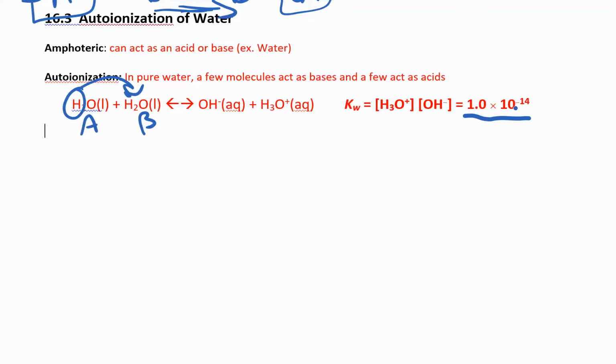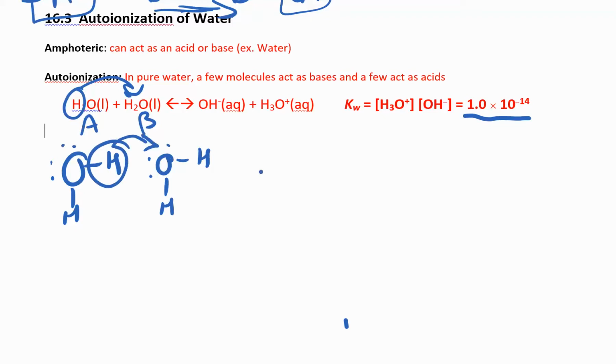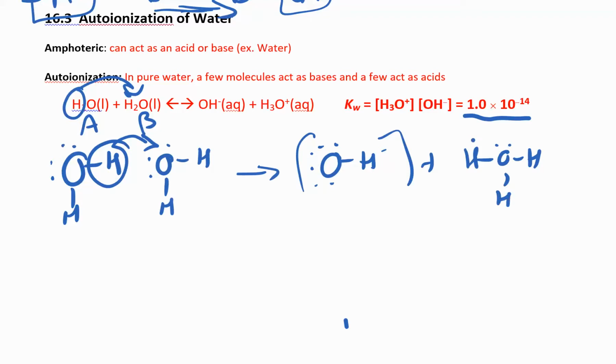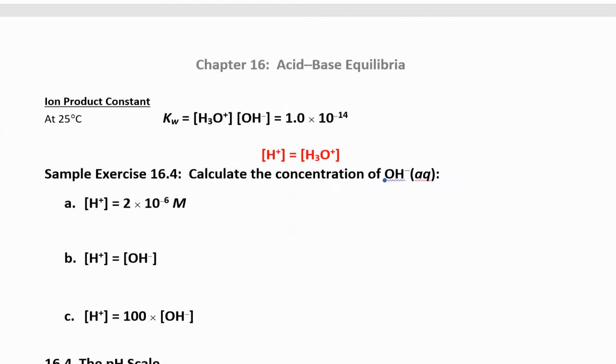Just if you want to see this drawn out as Lewis structures, here we have a water and a water. The one that acts as an acid is going to donate the proton over here, and so you end up with your hydroxide ion and your hydronium ion. And so if you know one of these concentrations, you can figure out what the other one is. And so that's what we're going to do in this next section.